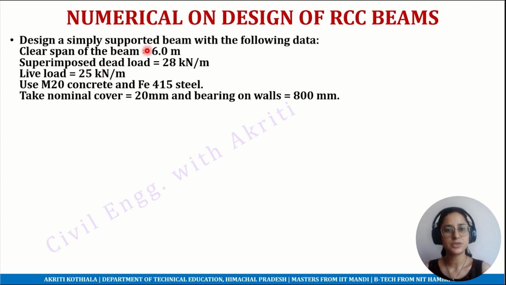Design a simply supported beam with the following data. Clear span of the beam is 6 meters. Superimposed dead load is 28 kilonewton per meter. Live load is 25 kilonewton per meter. We have to use M20 concrete and Fe415 steel. Take nominal cover equal to 20 mm and bearing on the walls equal to 800 millimeters.